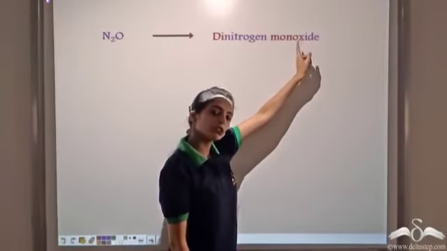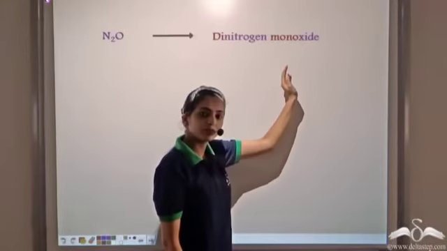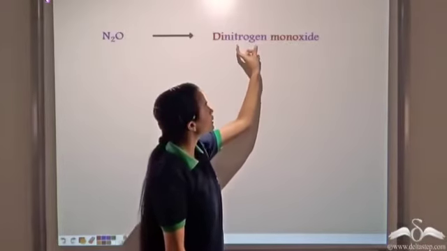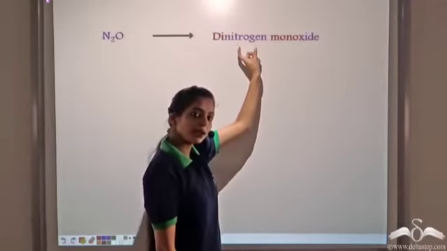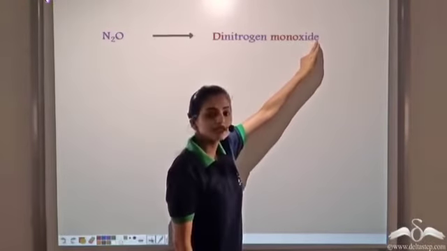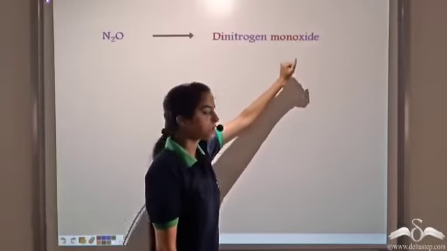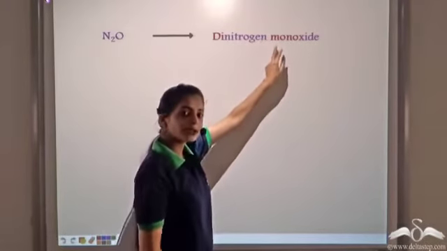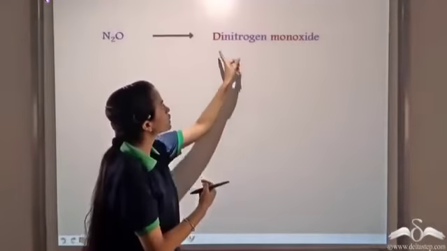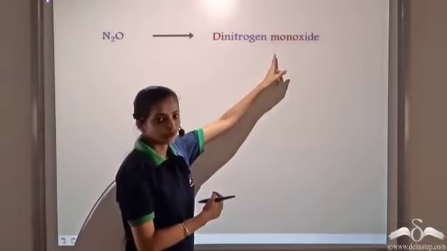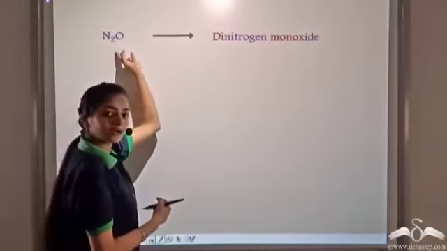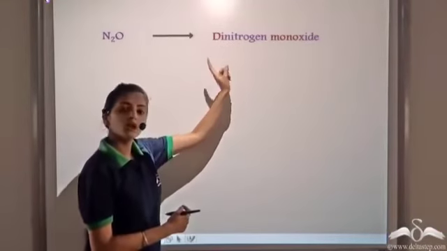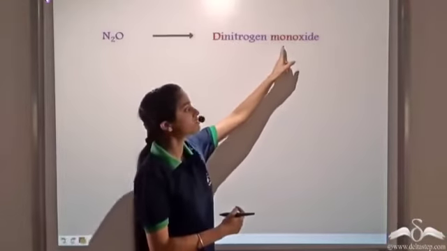This is something which we were following in the case when we had a metal and non-metal. That is, the first element remains the same, which is the metal, and the second has an "ide" added to it. So in this case also, that same rule applies, but at the same time, we use the prefixes di and mono. So when we have two atoms of nitrogen, we name it dinitrogen, and one atom of oxygen becomes monooxide.